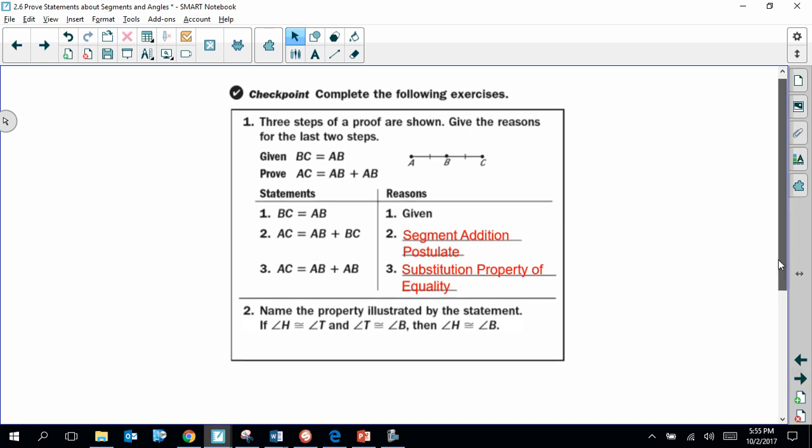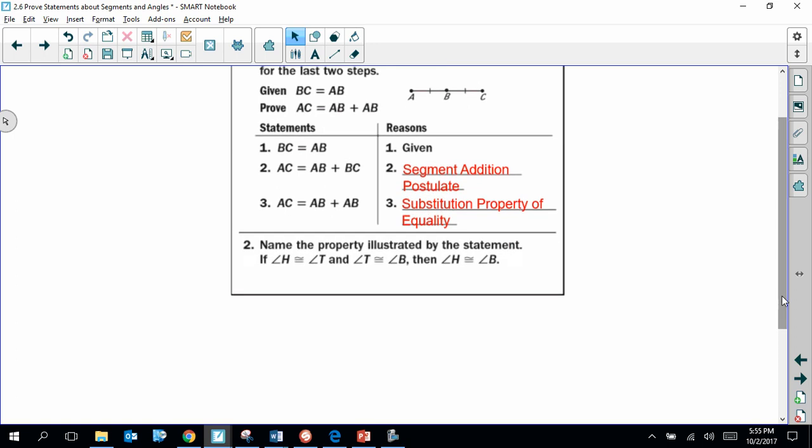Looking at the properties we're illustrating here, if I'm saying that angle T is congruent to angle H, and I'm also saying that angle T is congruent to angle B, then I can conclude that angle H is congruent to angle B. That would be known as the transitive property of congruence, very similar to the law of syllogism that we have for our laws of logic.